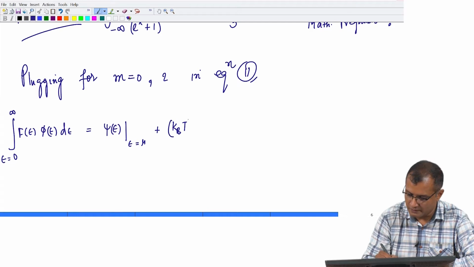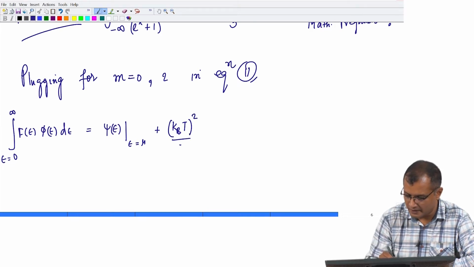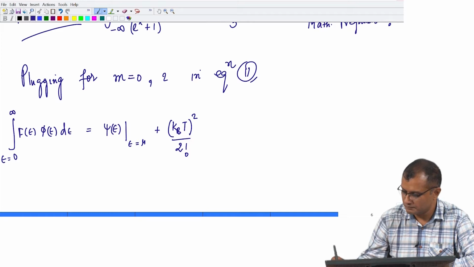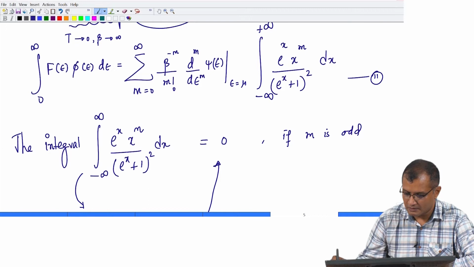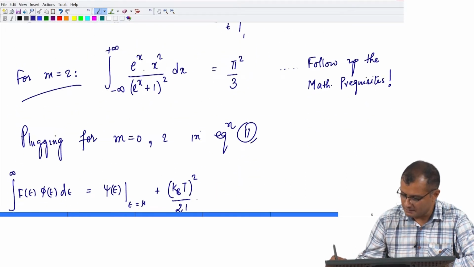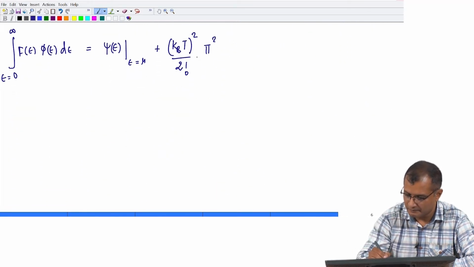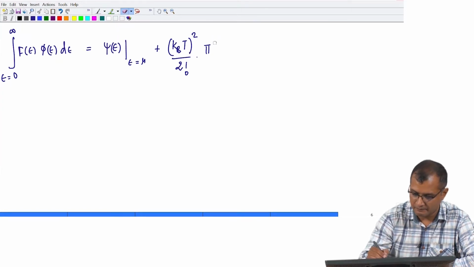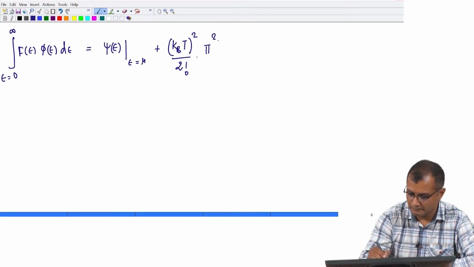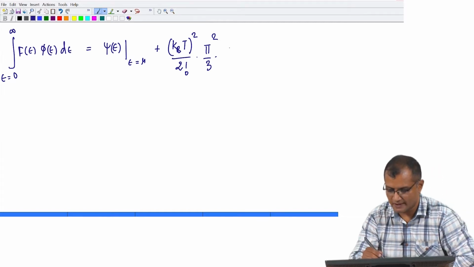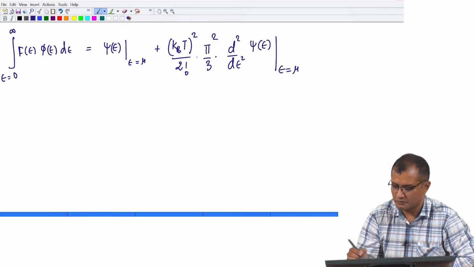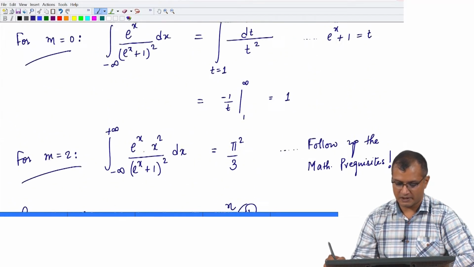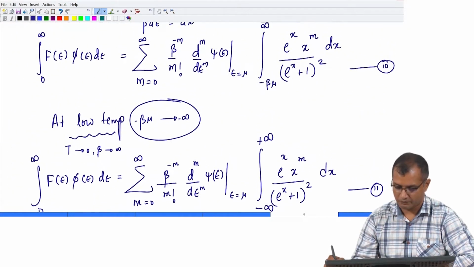kT square by factorial 2 into pi square by 3 into the second derivative with respect to e of the function psi at e equals mu. So, I think that is it. Yeah, that is it.